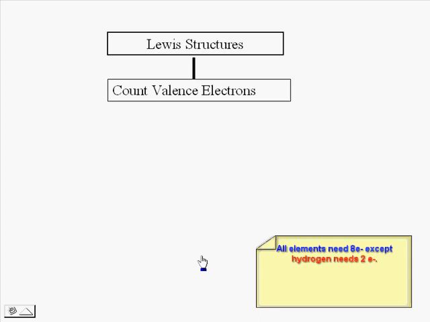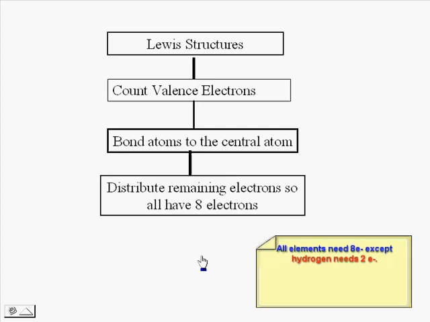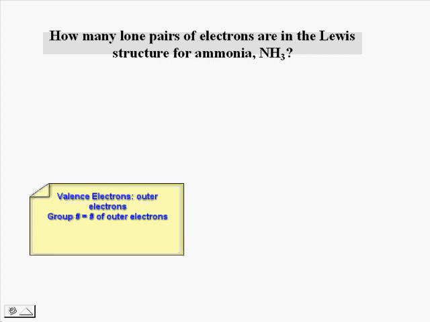Lewis structures should always start by counting the valence electrons. Make sure you draw the central atom and then use 2 electrons to bond to the central atom and distribute the remaining electrons so that all of them will have 8 except for hydrogen, as it only needs 2. We're going to draw the Lewis structure for ammonia.